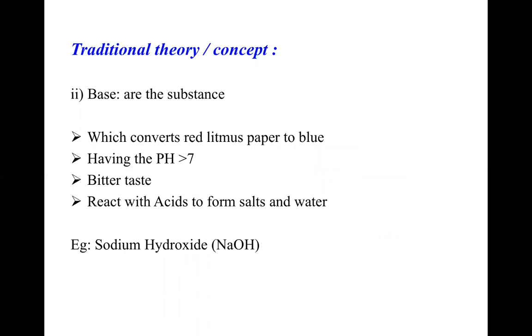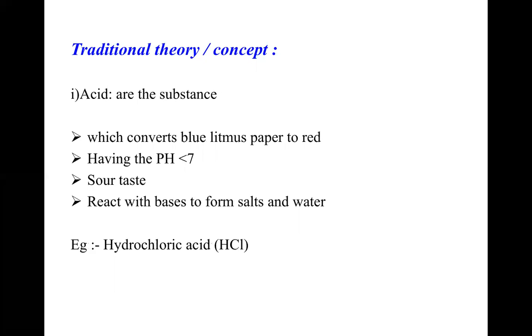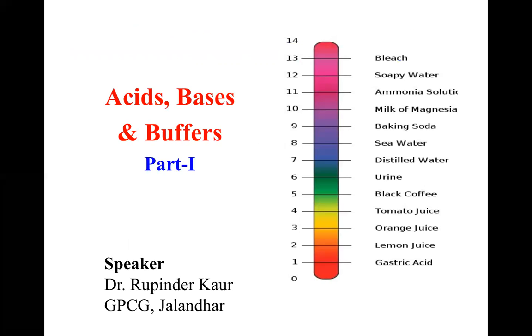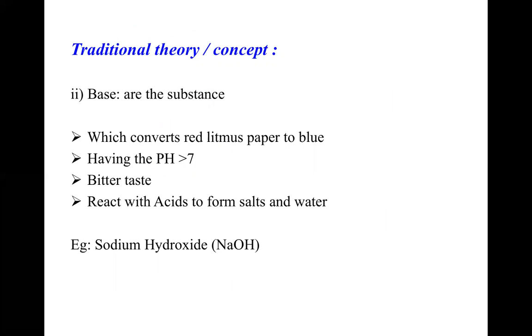Then the base. Bases are the substances which convert red litmus paper to blue. They have a pH greater than 7. Again, this figure shows that all the substances having pH greater than 7 are alkaline, basic substances like seawater, baking soda, milk of magnesia, ammonia solution, soapy water, and the most basic one is bleach. They have a bitter taste and they react with acids to form salts and water. Example is the strong base sodium hydroxide.